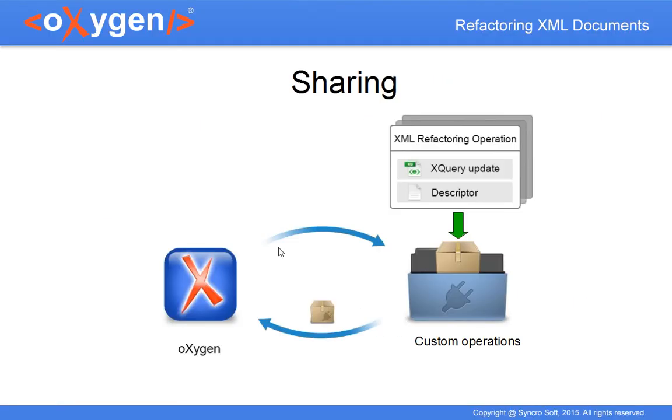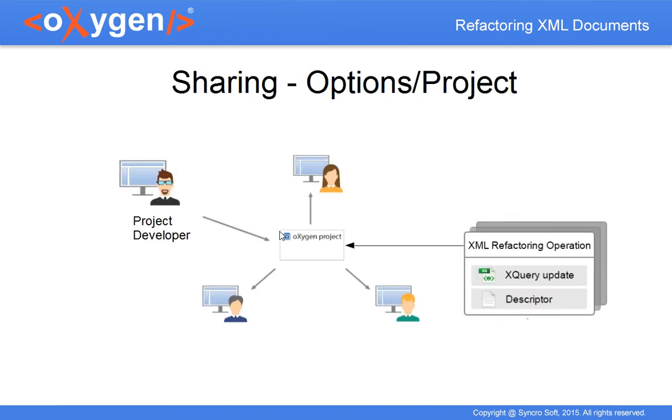Okay, now that we have the operation, let's see how we can install it in an oXygen instance and how to share it with the rest of the team. When working in oXygen, you usually have a project. What you can do is to ship your operations together with a project, so they will be automatically available for everyone using that project. Let's do that.